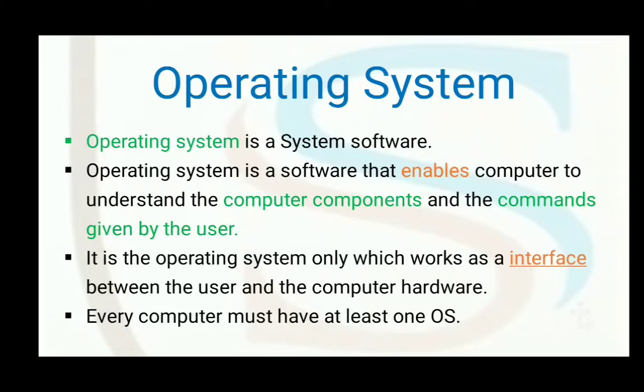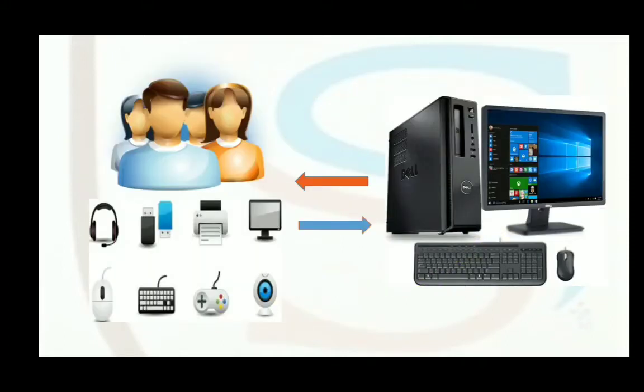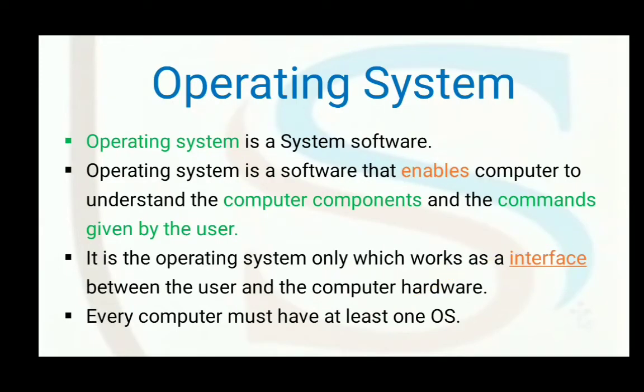Operating system is a software that enables computer to understand the computer components and the commands given by the user. The operating system works as an interface between the user and the computer hardware. So if a computer hardware or the user wants to interact with each other, then the user first has to interact with the computer, then computer would be interacting with its devices. Once it has interacted with the devices, then the result will be shown to the user. So basically it's a link between the user and the computer hardware.